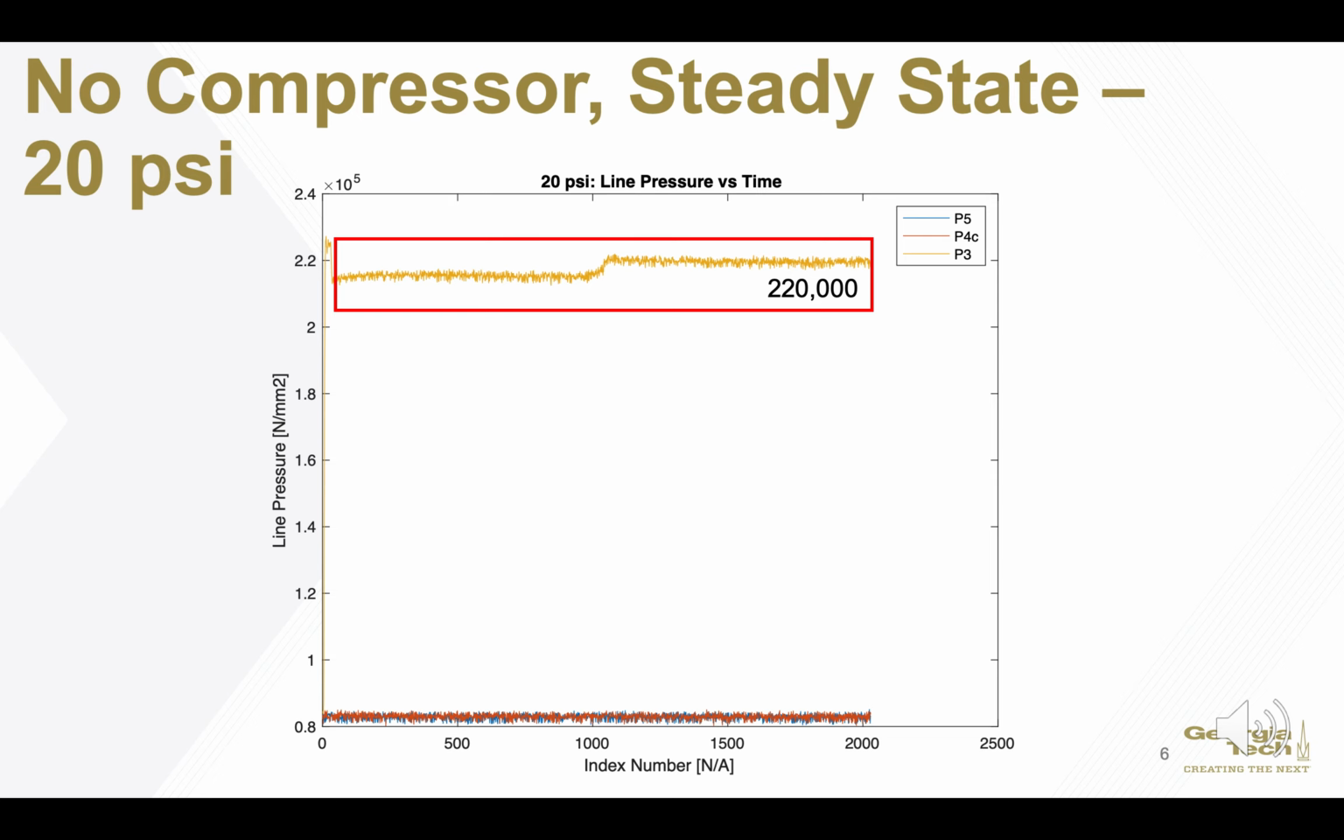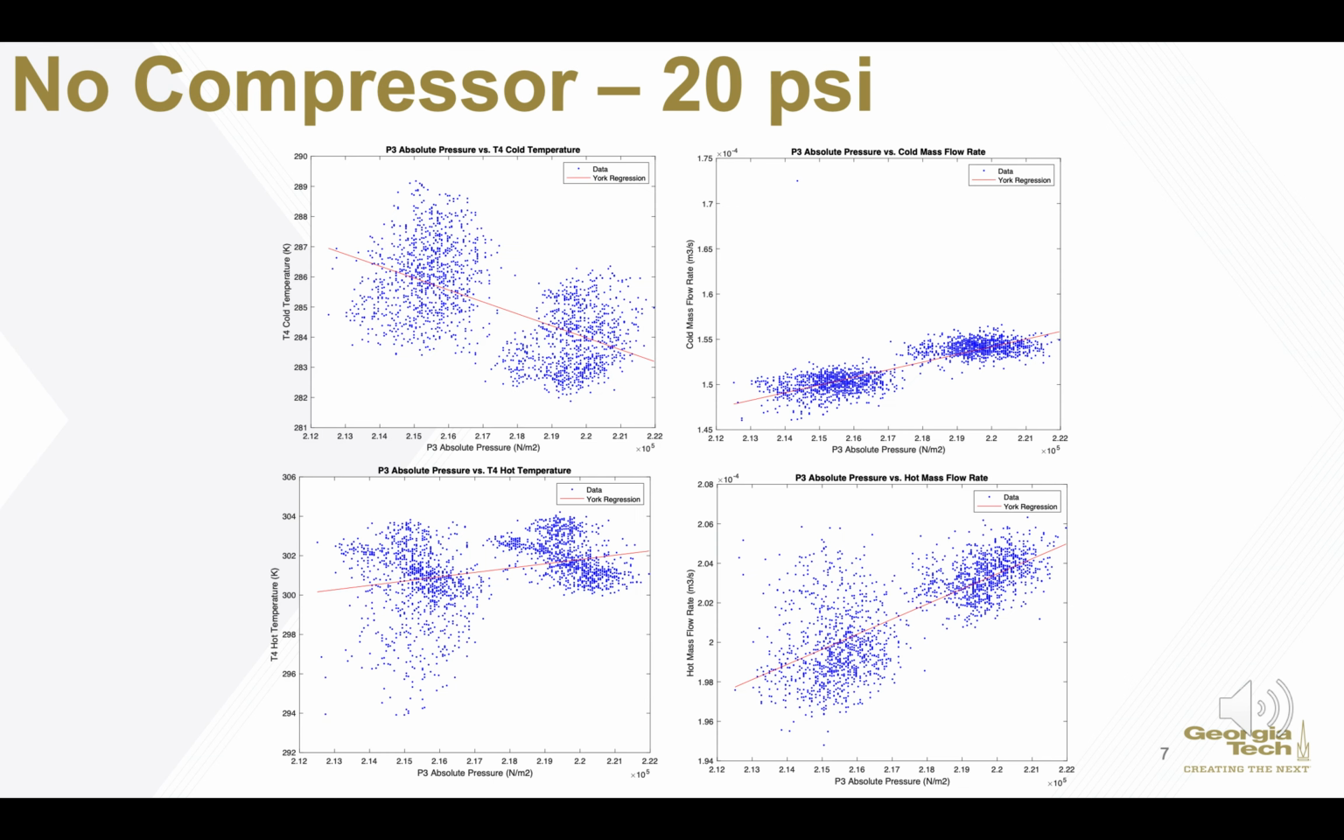In a similar manner, data at 20 psi nominal pressure was analyzed. Based on the pressure data collected, a steady-state pressure of around 220,000 newtons per meter squared was reached within the first few moments of data collection. There is a good amount of confidence in the steady-state value since there was small variation after this value was reached.